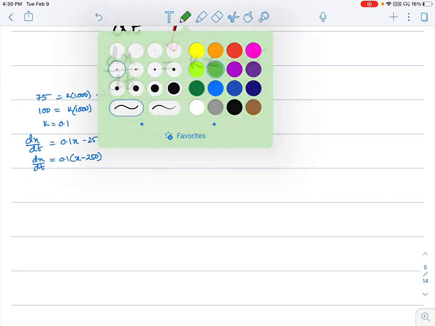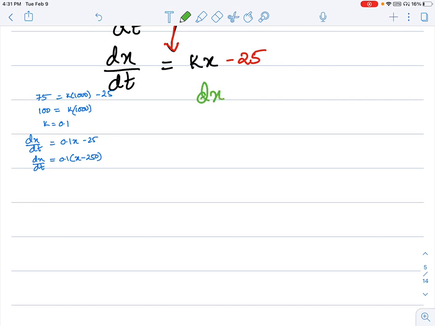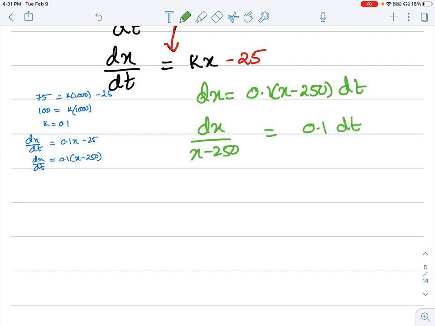So how should I be solving this equation? I take dx is equal to 0.1 times (x minus 250) times dt. Then dx over (x minus 250), bring this side, is equal to 0.1 dt. Then what am I going to do? Apply integral on both sides. This becomes ln(x minus 250) is equal to 0.1t plus c. So I need to calculate the value of c.